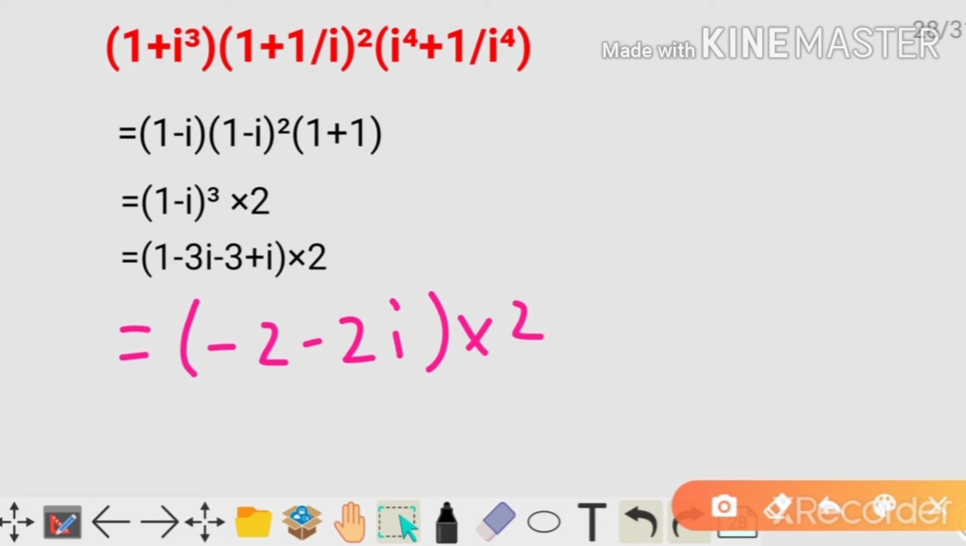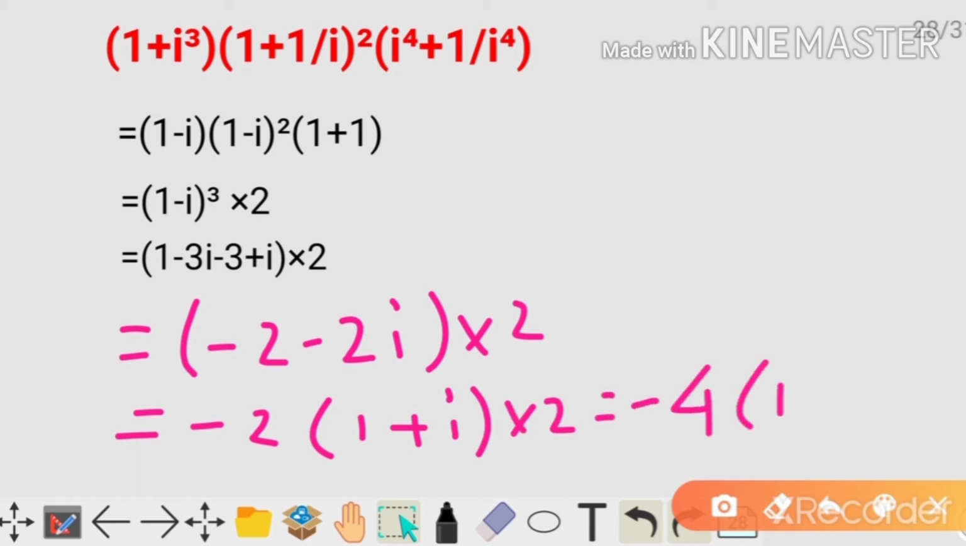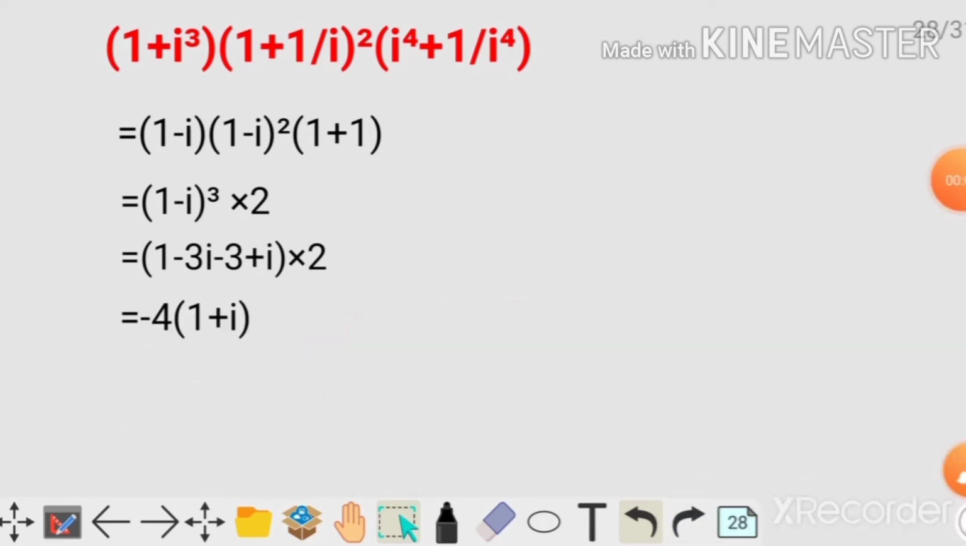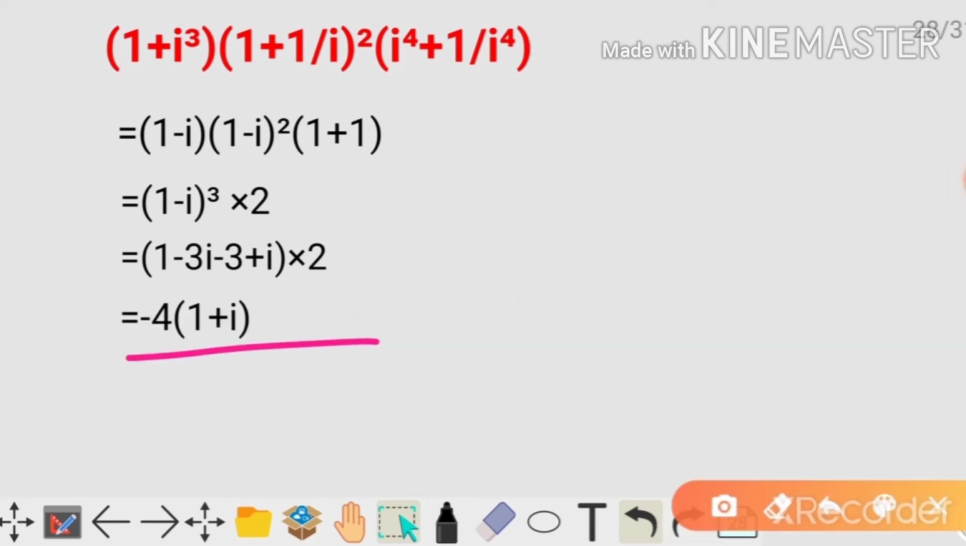If we take minus 2 as a common element, then we will get minus 2 into 1 plus i, into 2, and it will be minus 4 into 1 plus i. Here is the solution of this problem. Now we'll move to the next question.